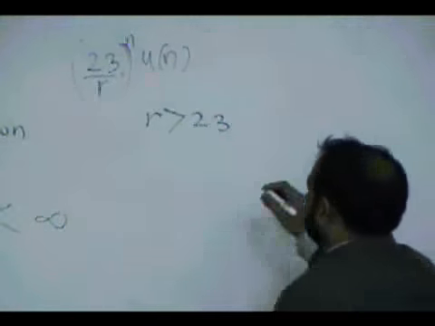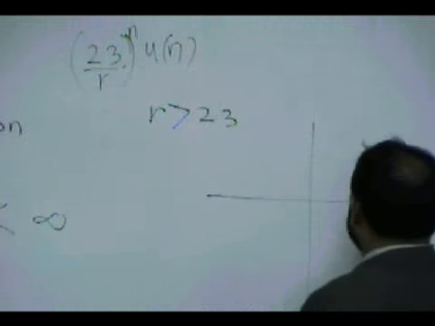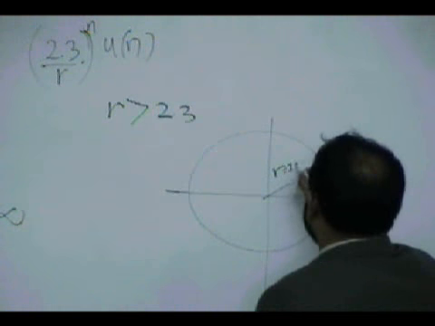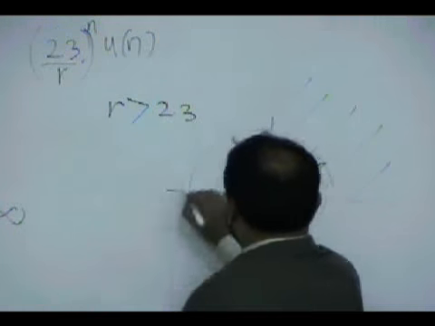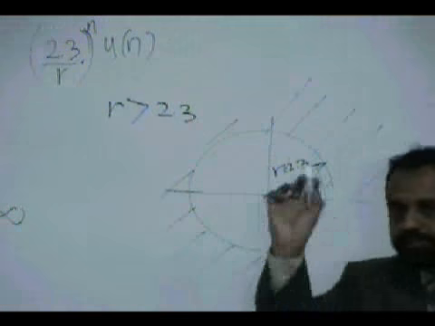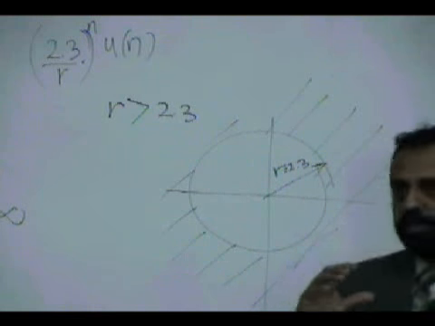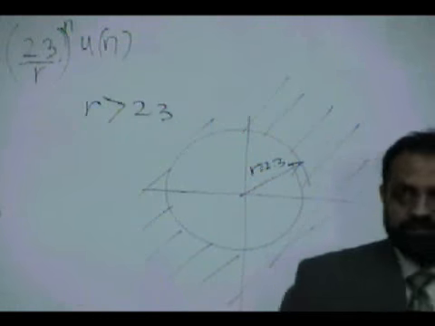Because r here is a radius, for a value which is greater than 2.3 you make a circle. You say r is 2.3 and this is what it is, and you shade the region. You say this Fourier transform is only possible if you introduce an r which is greater than 2.3. What happens if r is equal to 1?